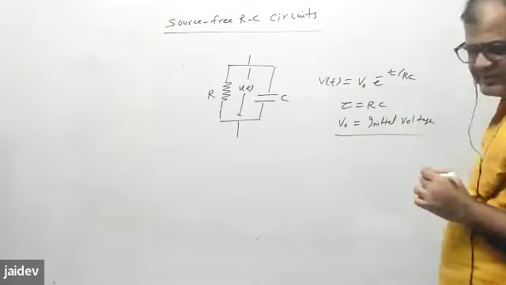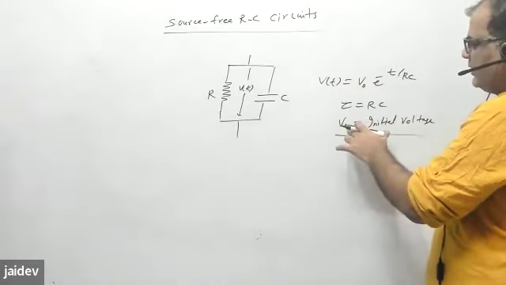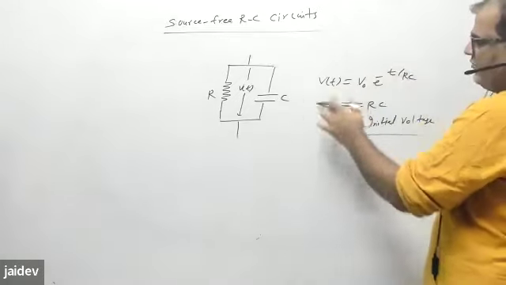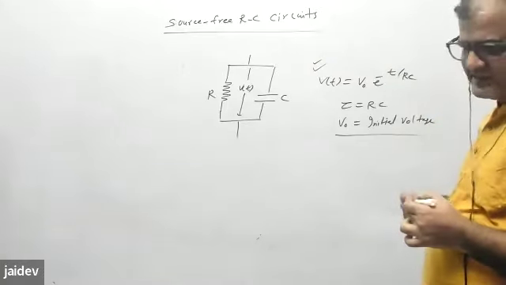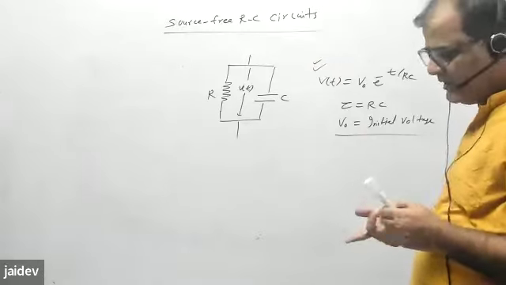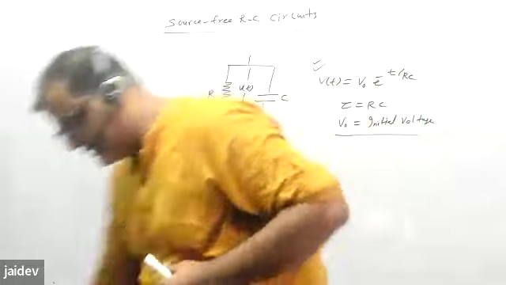So we have done some problems also. We have done the problems when V naught is known. V naught was known, and we calculated the tau, and then we calculated the V(t). Now we will see some circuits where V naught is not known in the beginning, but you have to calculate it from the circuit. For example, this circuit is there.